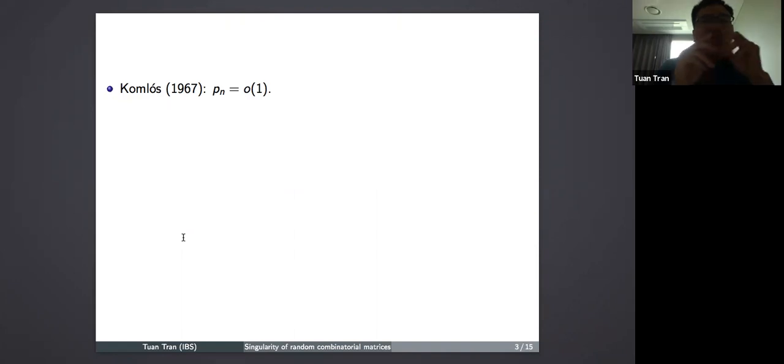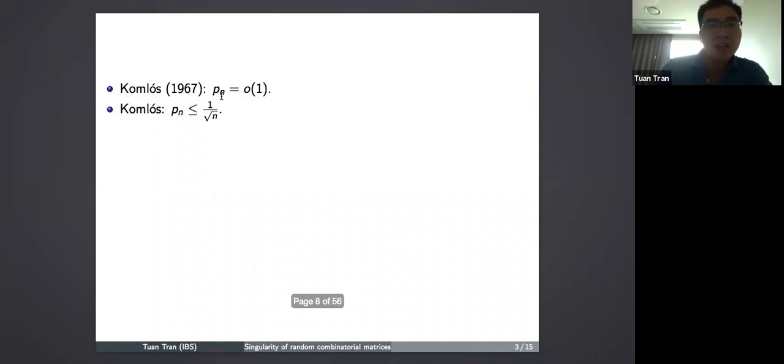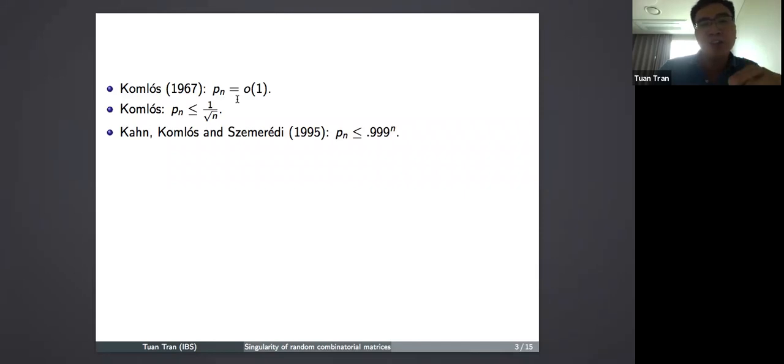It is already non-trivial to prove that Pn approaches zero as n goes to infinity. This was first done by Komlós in 1967. And shortly after that, he managed to get a quantitative upper bound on Pn, which is of order 1/√n. The first exponential upper bound on Pn was obtained by Kahn, Komlós, and Szemerédi in 1995, who showed Pn is at most 0.999 to the n. So you can see that this number is smaller than one.